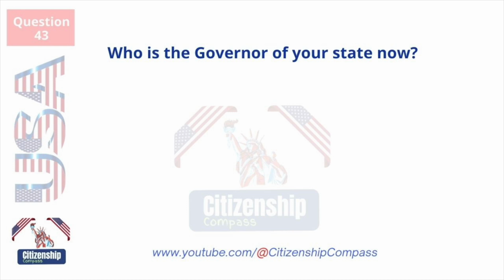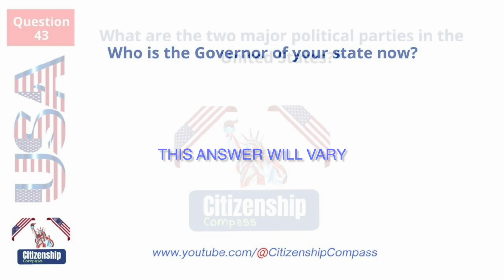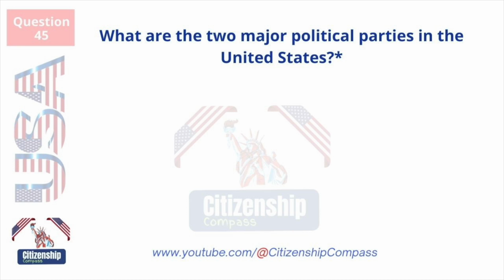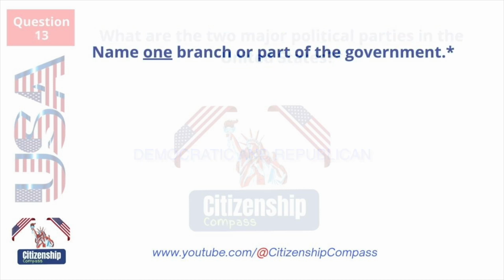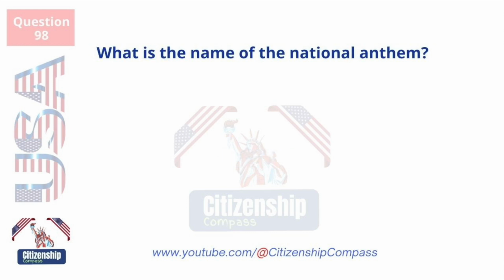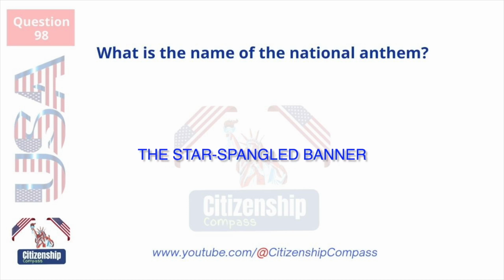Who is the governor of your state now? What are the two major political parties in the United States? Democratic and Republican. Name one branch or part of the government. Congress. What is the name of the national anthem? The Star-Spangled Banner.